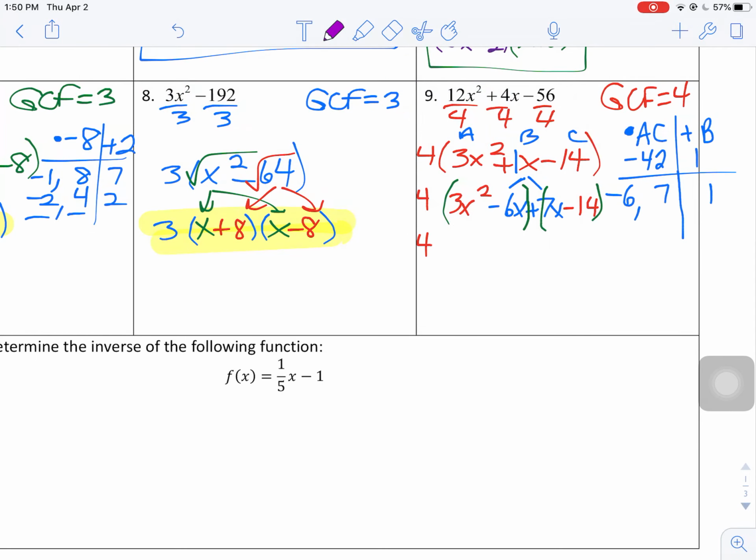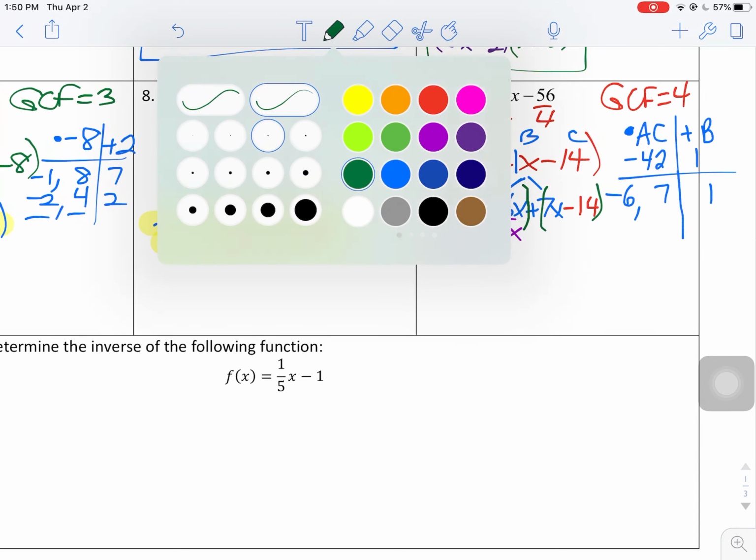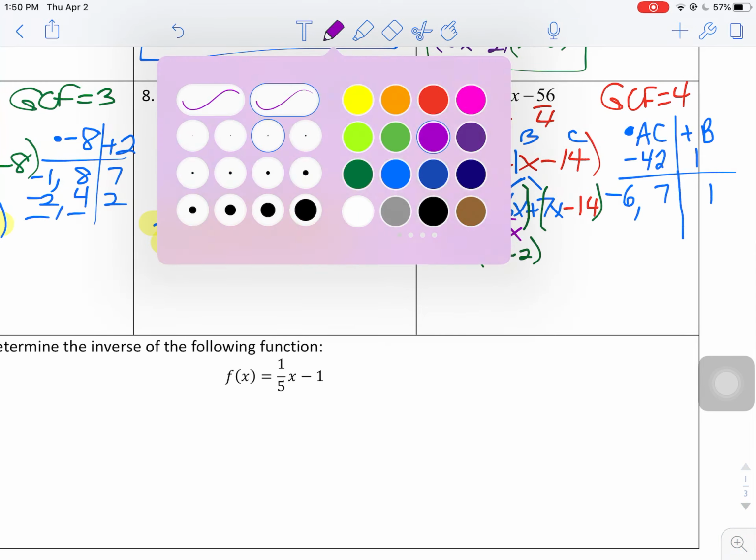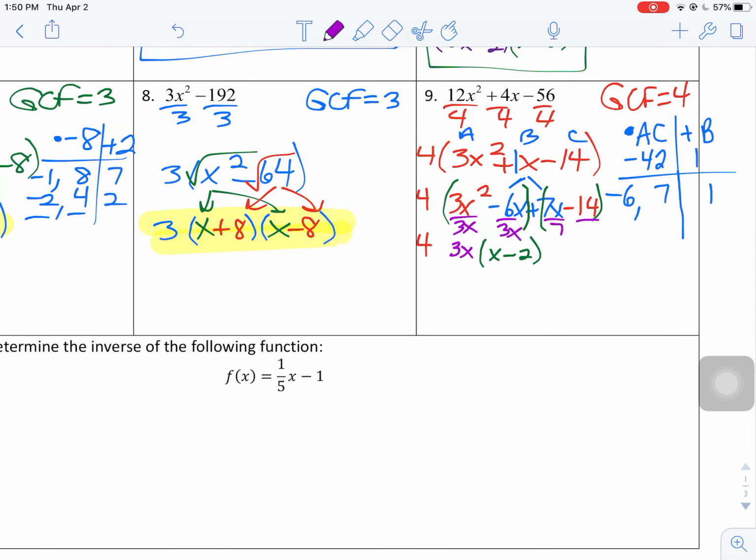All right, what do you have here? So 3x is our GCF of the first set of parentheses. Leftovers are x minus 2. In the back, 7 is our GCF. Leftovers better be x minus 2, otherwise we messed something up. All right, nice. Let me put a little multiplication dot here.